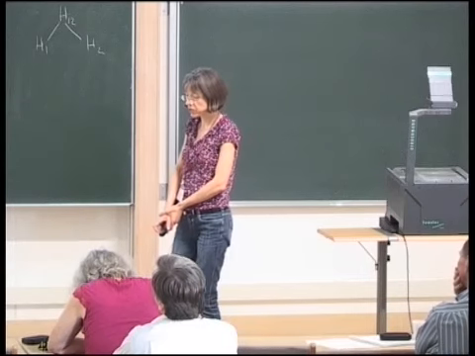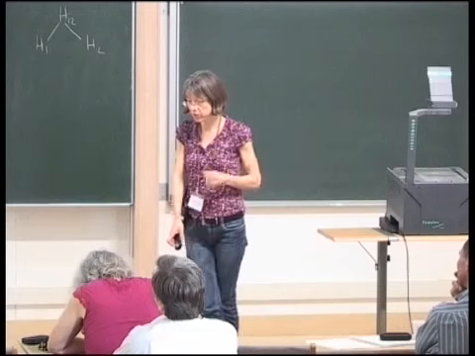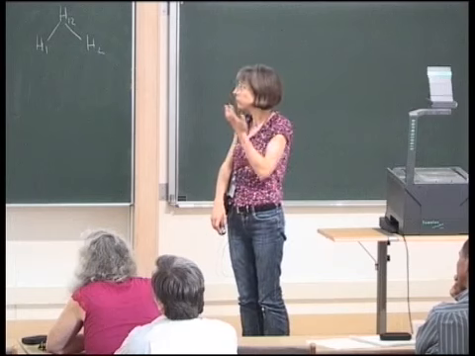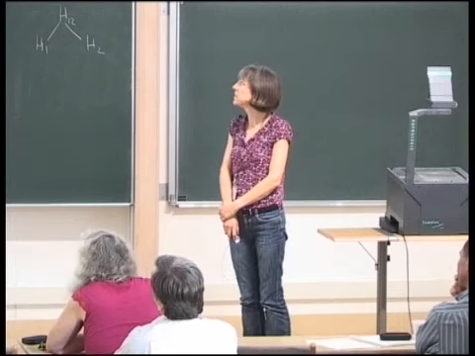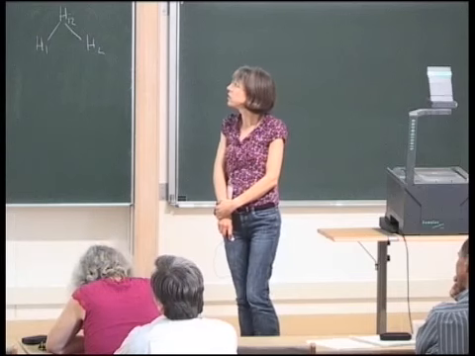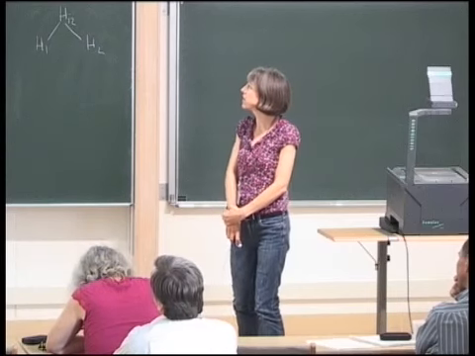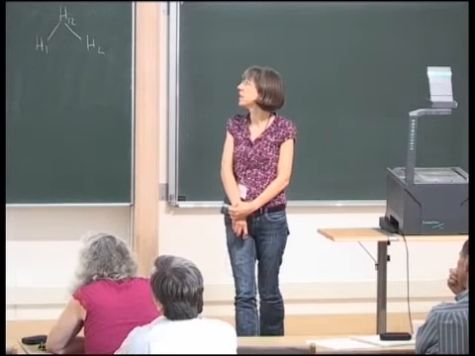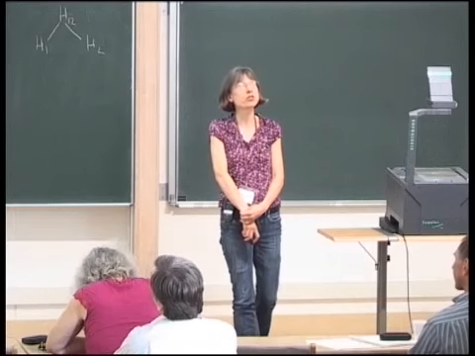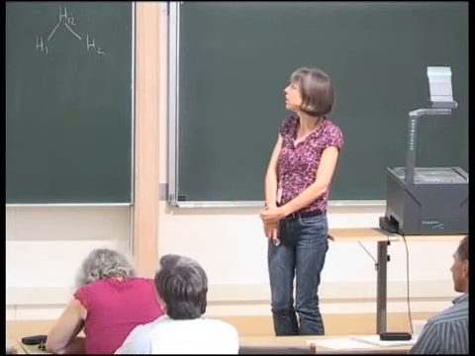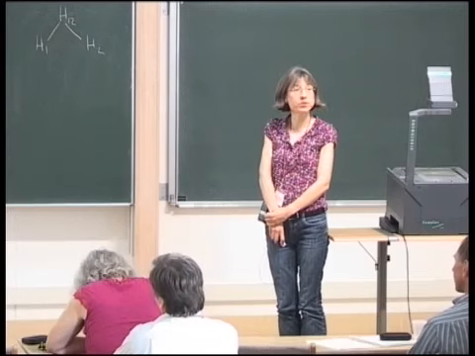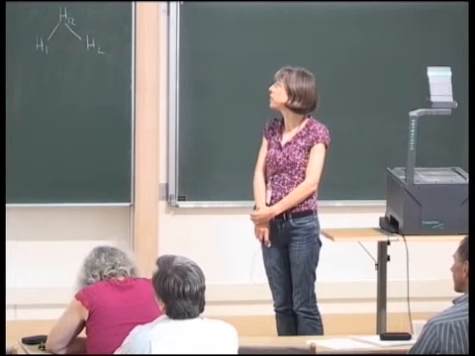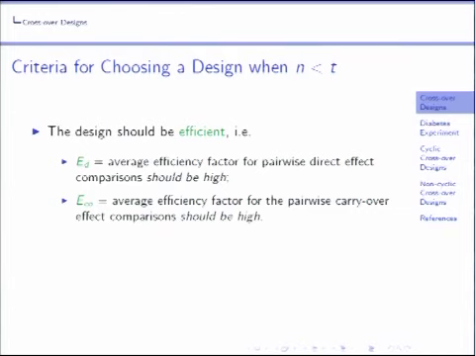So I'm going to have two criteria when I look for the design that I'm going to use. First of all, not very surprising, I want my design to be efficient. So I want the average efficiency factors for the pairwise direct treatment effects and the pairwise first order treatment carryover effects to be as high as possible. And I guess if I have to make a choice, I'll give priority to the pairwise direct treatment effects.